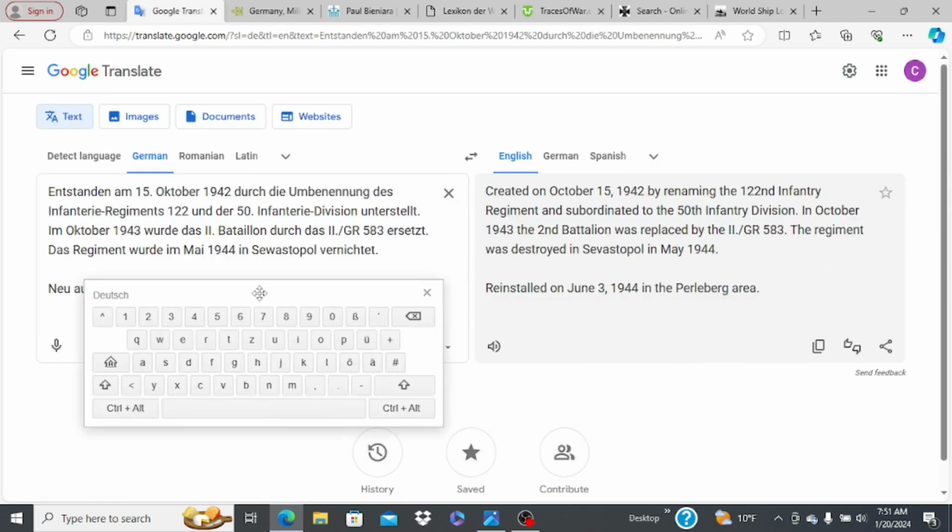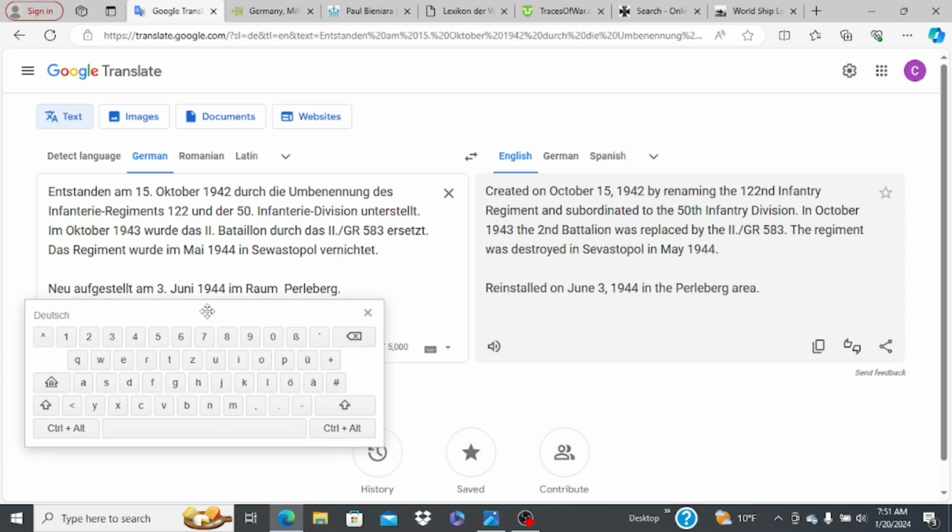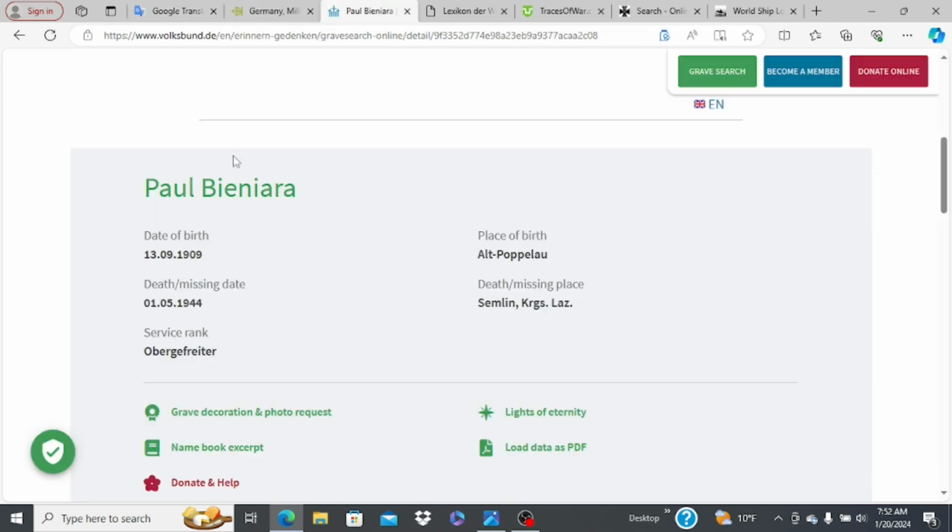Created on October 15th, 1942 by renaming the 122nd Infantry Regiment and subordinated to the 50th Infantry Division. In October of 1943, the 2nd Battalion was replaced by the 2nd Battalion of Grenadier Regiment 583. The regiment was destroyed in Sevastopol in May 1944, which perfectly lines up with the date of Paul's death of May 1st.